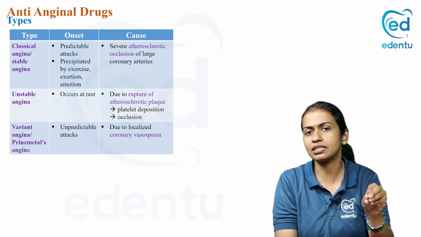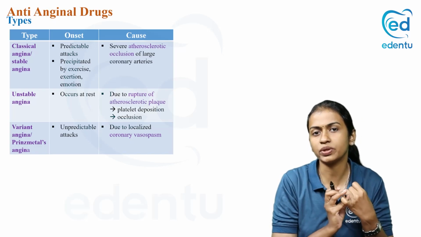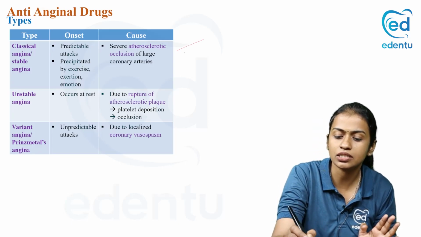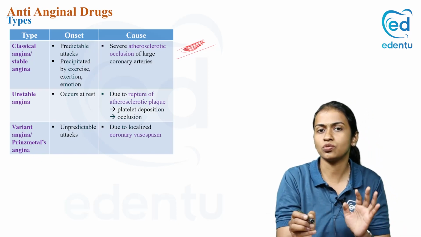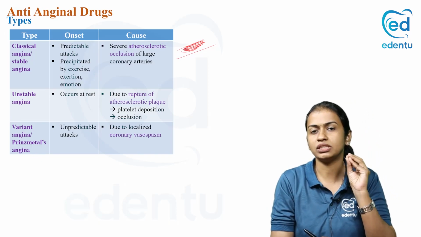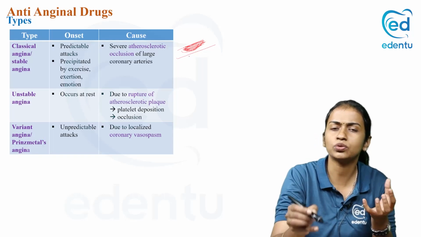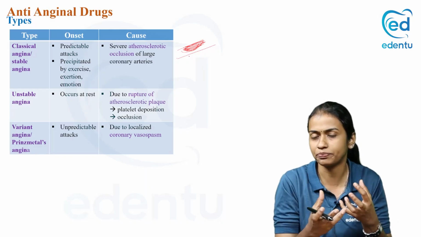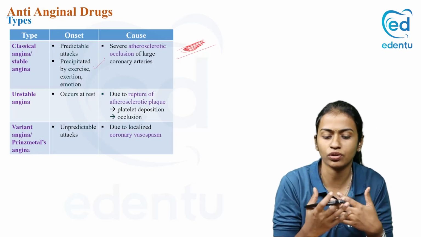So we classically say there are three types of angina. The most common one is classical angina, otherwise known as stable angina. So what happens in classical or stable angina? There is an atherosclerotic plaque in the large conducting vessels. Normally at rest, there is no problem in the flow of blood through these partially occluded vessels. But when there is an increased demand, the flow through those occluded vessels is not enough to supply for this increased demand, and as a result, the patient gets anginal pain. So this is precipitated by exercise, exertion or emotion, etc.